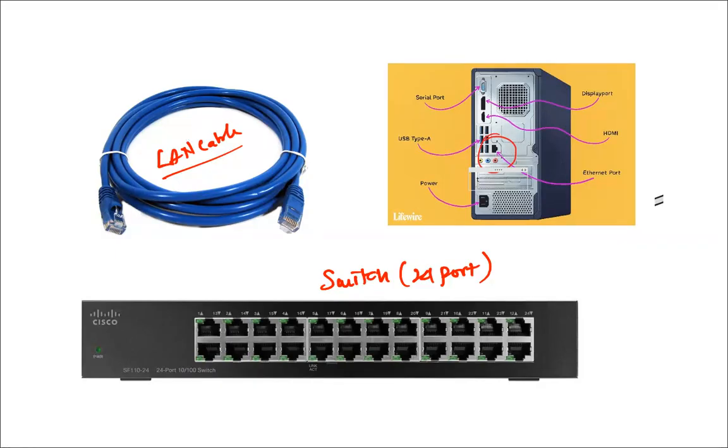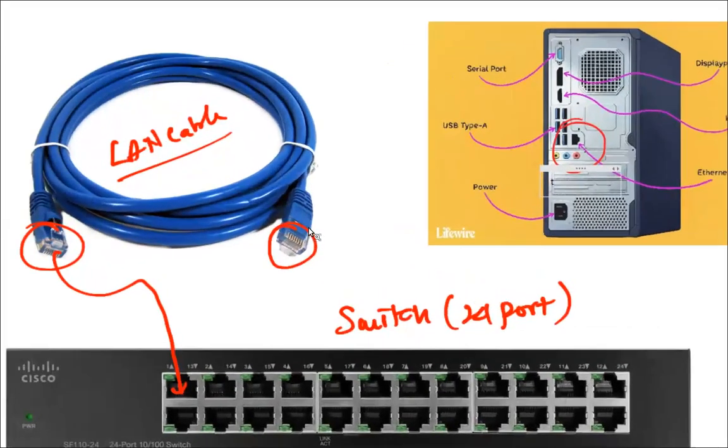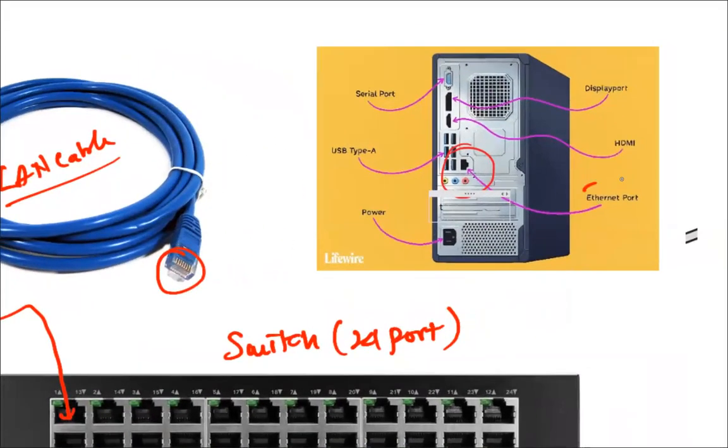So what I'm going to do is take the LAN cable. One end of the LAN cable, I'm just going to connect to the first port. You can connect to the port of the switch, and the other end of the cable should go to this Ethernet port. Can you see here? This is the Ethernet port. Now I'm just going to connect this cable to this Ethernet port. This is how the connection should be.